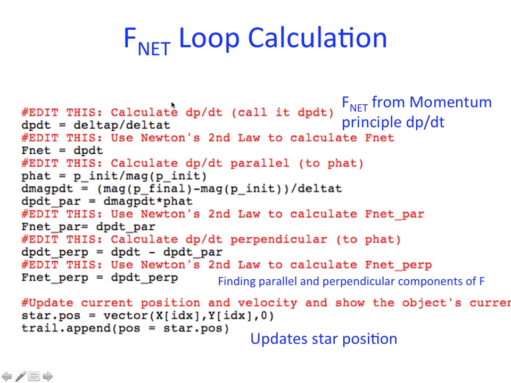Okay, this is the F net loop calculation carrying on. Here we have dp dt equals delta p divided by delta t. This is calculating here the momentum vector. Then we have F net equals dp dt. In the parallel portion, this is F net parallel, delta p delta t. Once we have that, we can determine the perpendicular by taking the total force, dp dt, and subtracting off the parallel, and then we have the perpendicular. This just updates the star position.